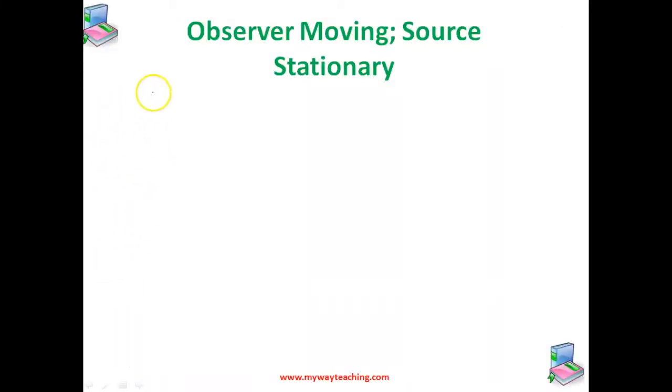Now let us consider the second case, that is, the observer is moving but the source is stationary. In order to derive the Doppler shift when the observer is moving with velocity v0 towards the source and the source is at rest, we have to proceed in a different manner.